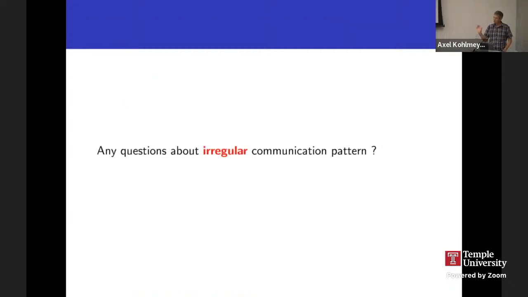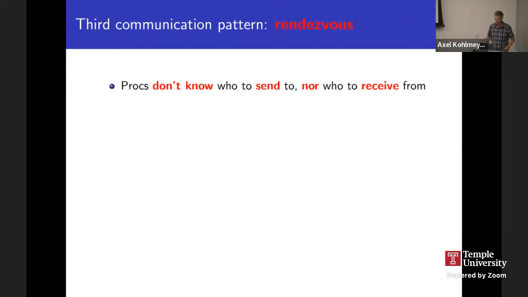Any questions about this irregular communication pattern? Okay, let's talk about the third one, which I call a rendezvous pattern, and I've worked on this with other people that I'll credit at the end. This is a name we chose for a reason that will hopefully become clear in a minute. So now the paradigm is that the processors don't know who to send their data to. They know somebody needs it, but they don't know who. And they also don't know who they need to receive data from. That probably sounds like an impossible task, but I'll explain what it means.